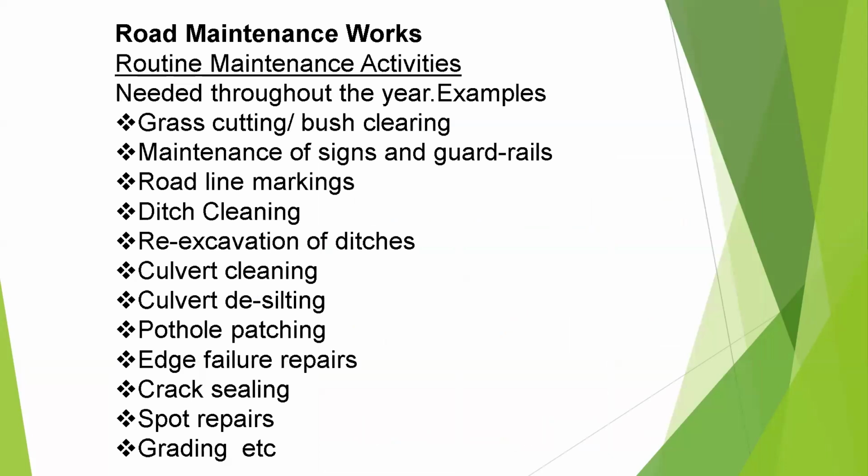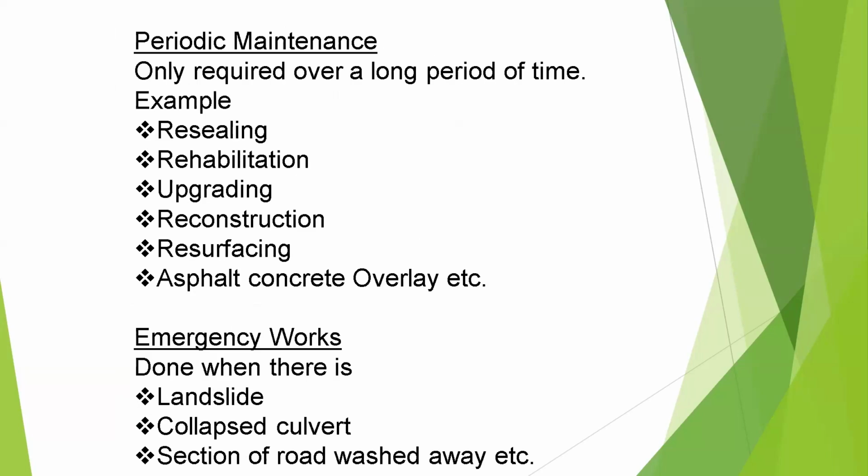After having your scores for these various sections and subsections, these are the maintenance activities we apply as interventions. Remember, I said the essence is to identify, first, critical areas that need a future overlay, and second, severely damaged areas that need immediate intervention. So these are the interventions we apply. We will be cutting grass, maintaining signs or guardrails, patching potholes, edge break repairs, crack sealing, spot repairs or grading. These are the interventions we do for routine maintenance.